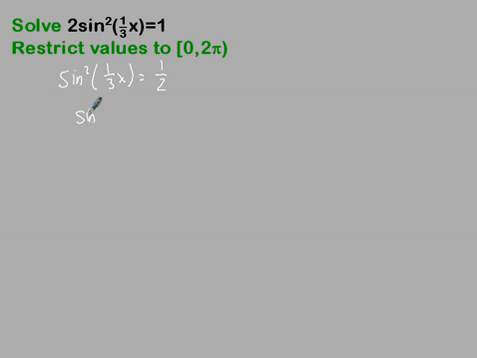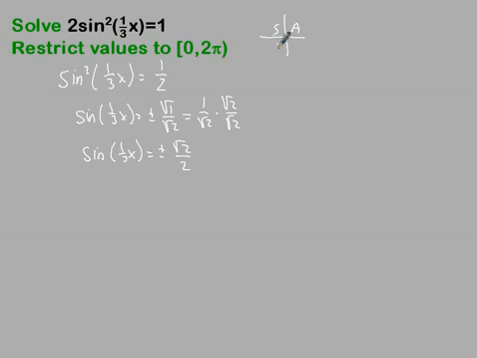So I'm going to have the sine of 1/3 x is equal to plus or minus the square root of 1 over the square root of 2, which is just sine of 1/3 x is equal to plus or minus 1 over root 2. You're going to have to rationalize that denominator. So multiply by root 2 over root 2, and you'll get root 2 over 2. So now, where is sine root 2 over 2, and where is it positive and negative? Well, it happens at pi over 4, 3 pi over 4, 5 pi over 4, and 7 pi over 4. So we're going to have a good handful of solutions here.